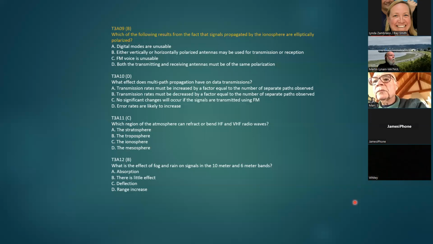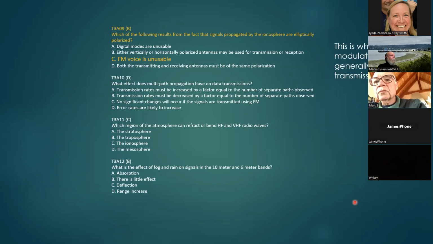A09. Which of the following results from the fact that signals propagated by the ionosphere are elliptically polarized? Again, this is not one you're going to find very often when you're using a handheld radio for VHF or UHF communications, because you're simply not going to bounce signals off of the ionosphere. But the answer to this is that FM voice is not usable.